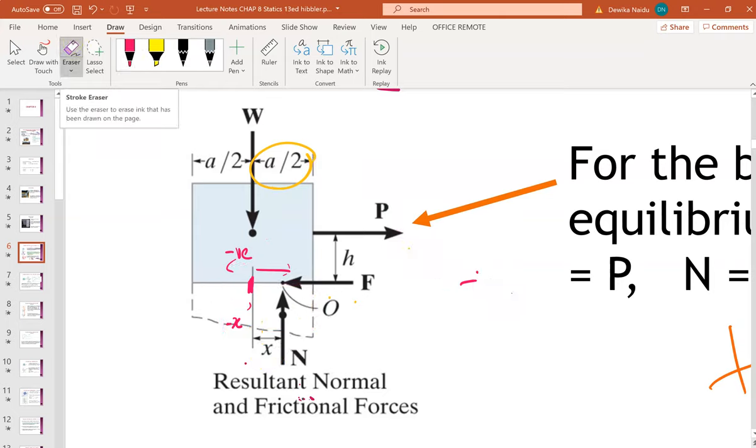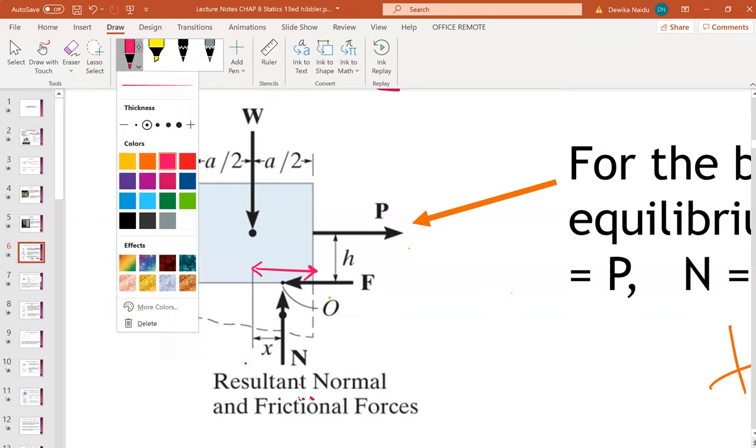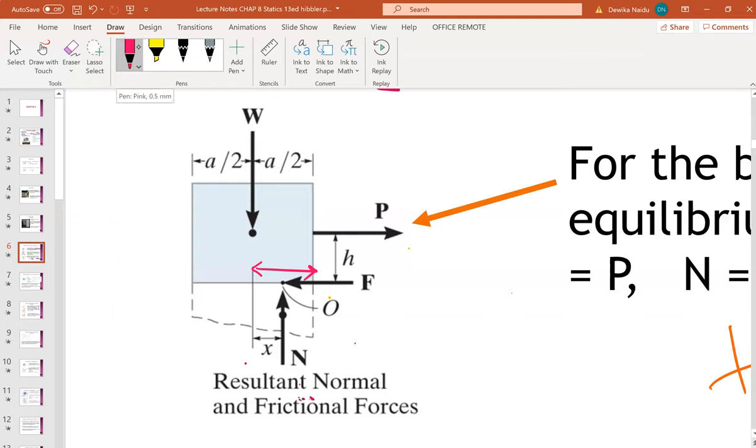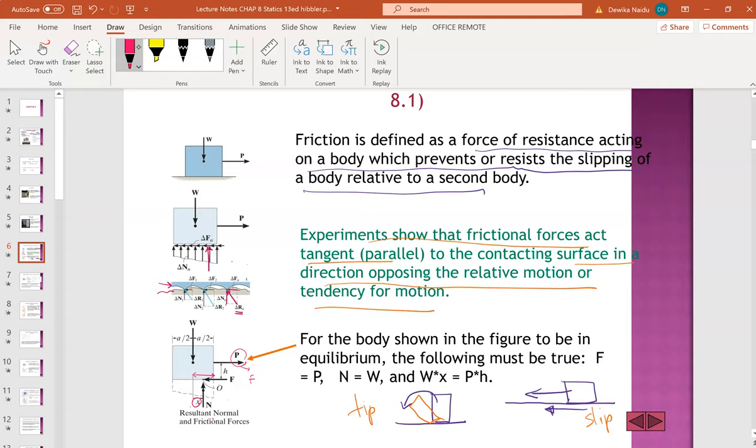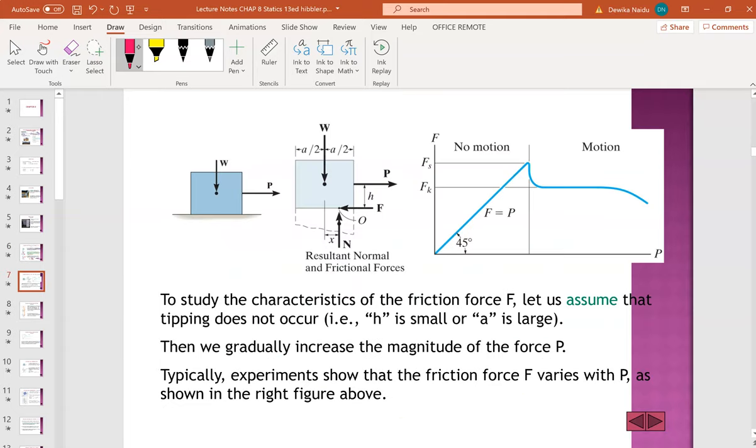So the x value must always be within half of the distance. Never exceed it, otherwise it will tip. What about slipping? Is slipping affected by x? No, nothing to do with it. It only affects tipping. Whether the box slips depends on whether the p value is greater than the friction value. I'm going to show you an example shortly, then you will understand. I hope you understand; if not, you can contact me. We are done with this slide.